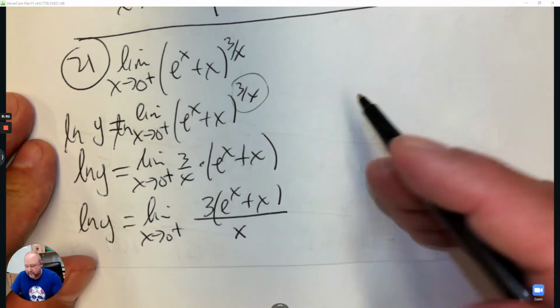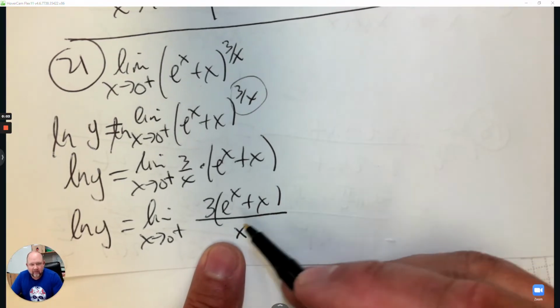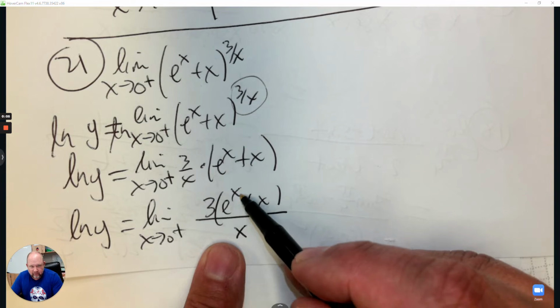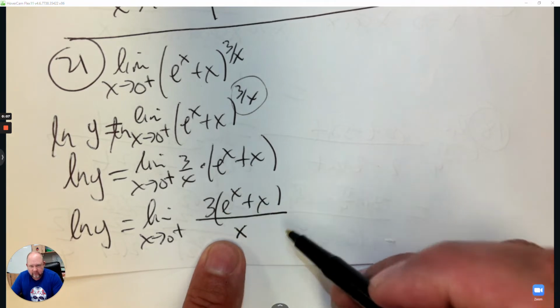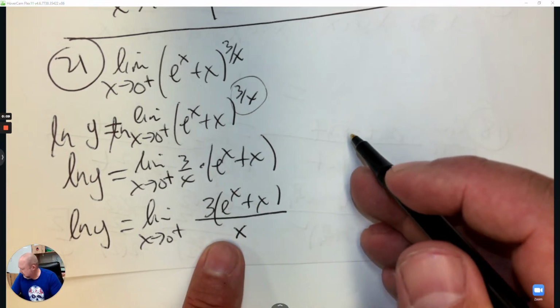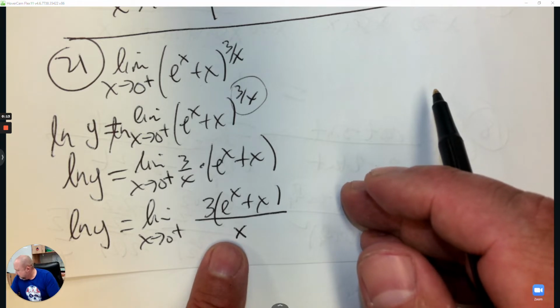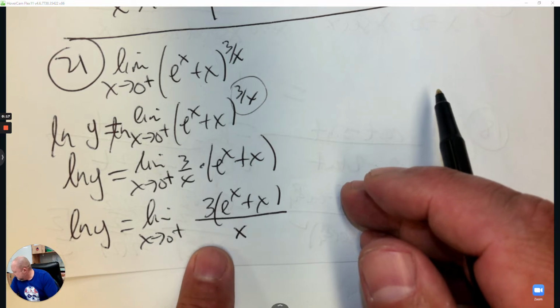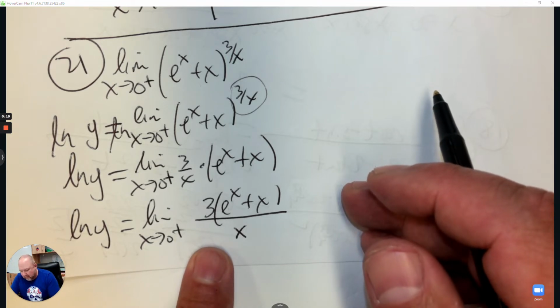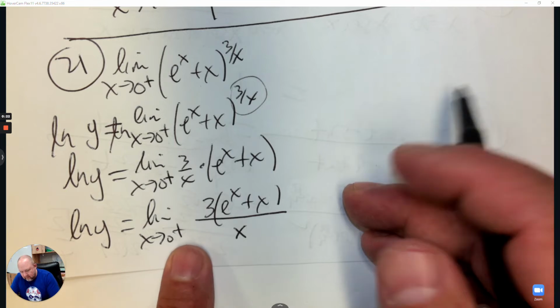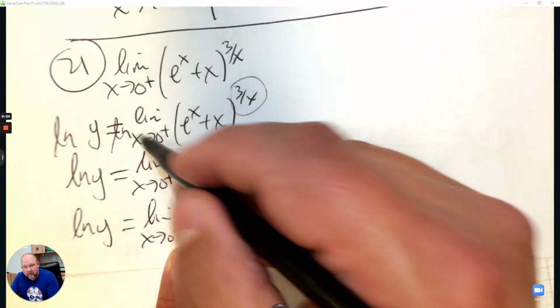All right, I'm back. Here's number 21. L'Hopital's rule, if I plug in 0, e to the 0. Here, let me make sure I'm doing this right. Oh, I forgot a ln. Did I forget a ln in there? Where's the ln? Oh, I took the ln of both sides.